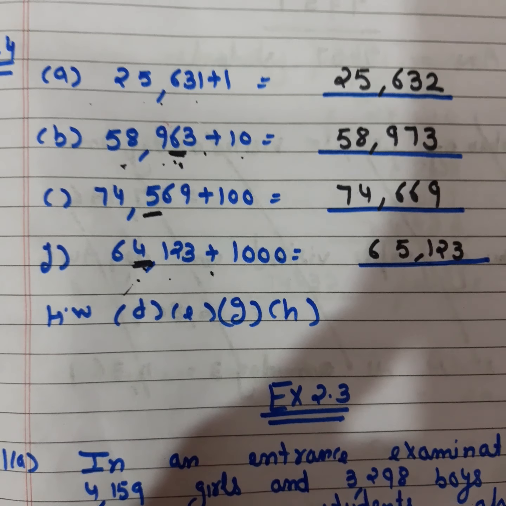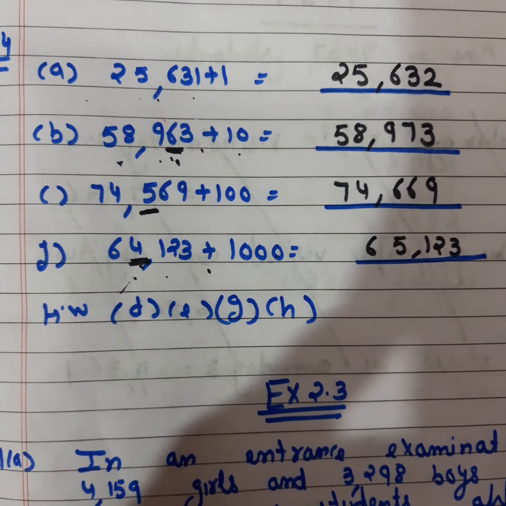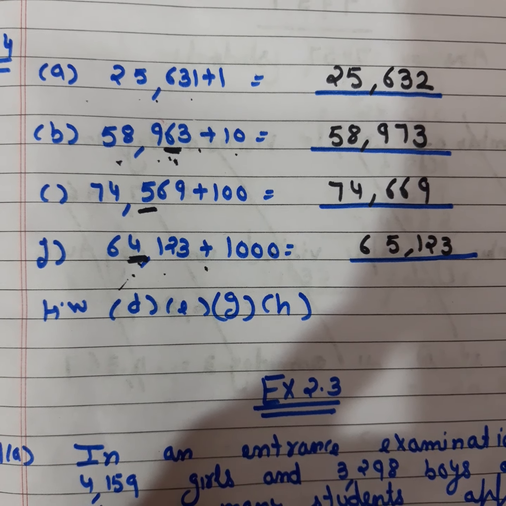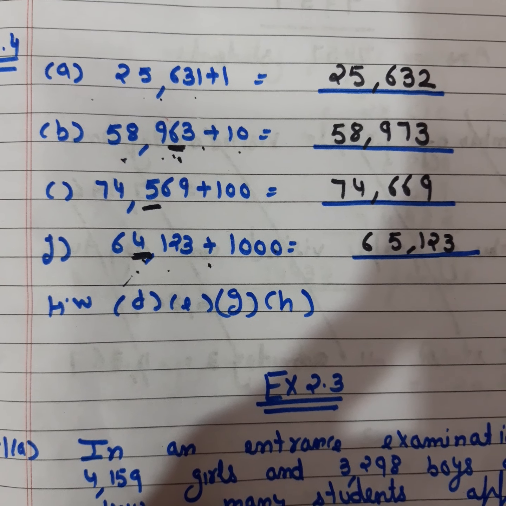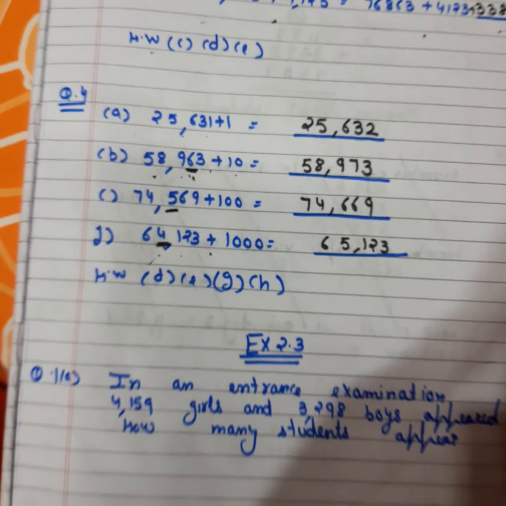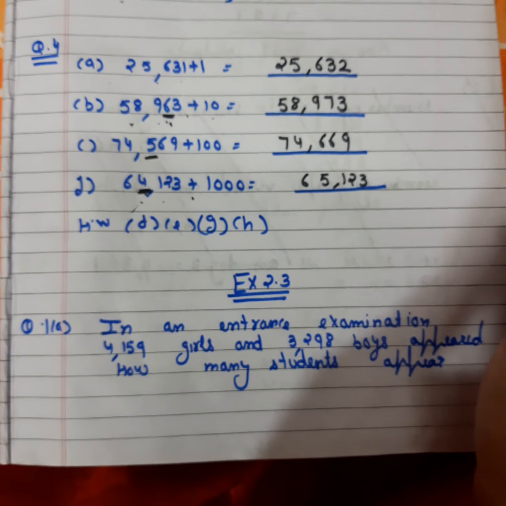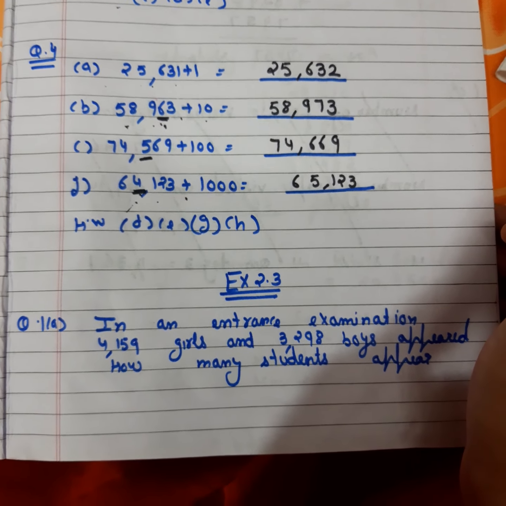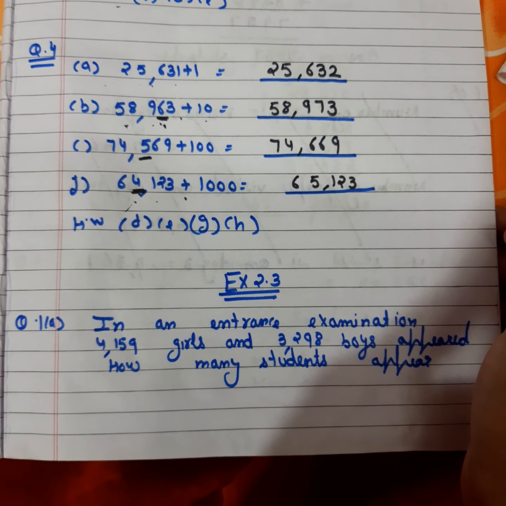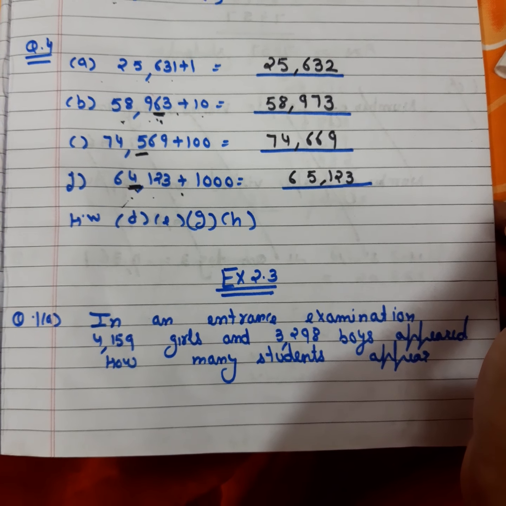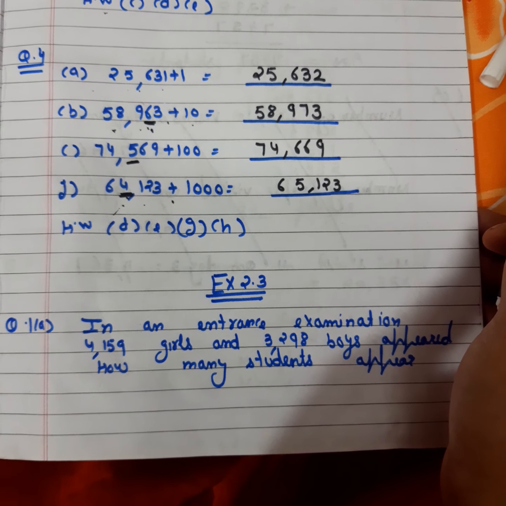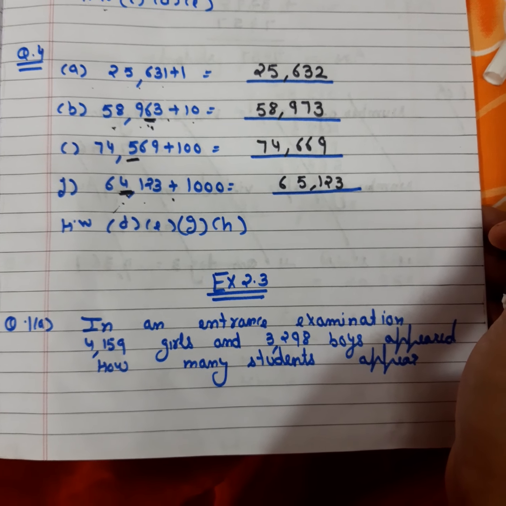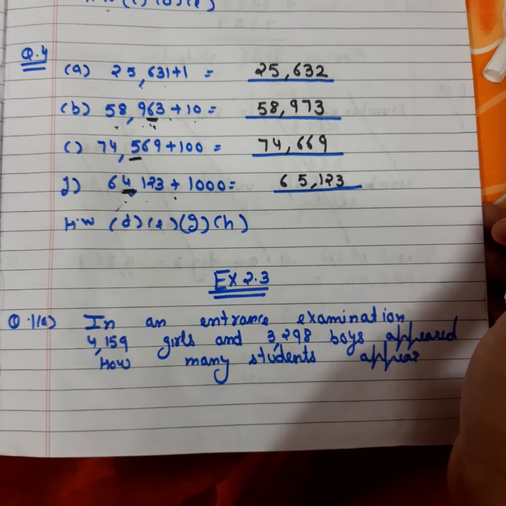So we have to just follow the properties of the addition and we will be able to do all these questions very easily. Clear? And the homework is to do the D, E, G and H part of the same question. Clear? Now, comes to your next exercise, that is exercise 2.3, that is based on your word problems of addition. Okay? And I am hoping this thing that everything is clear to you related to your exercise 2.2.